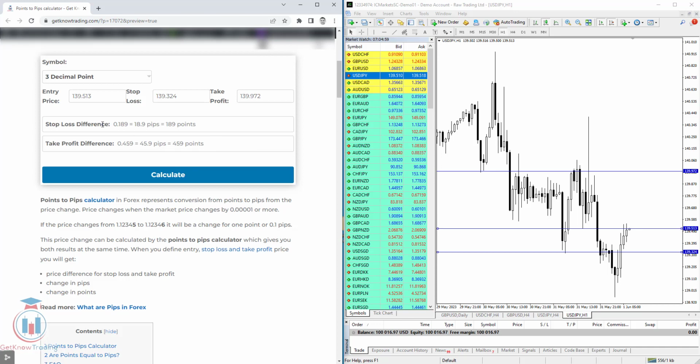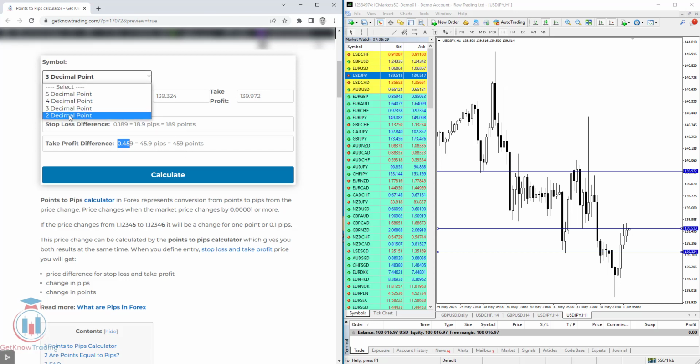The stop loss difference is 18.9 pips, because the last decimal point, which is the third one, is the number of points, and the first and the second after the decimal point is the number of pips. So you have 189 points, which is equal to 18.9 pips. This is the same for the take profit, 45.9 pips, which is equal to 459 points. This means that the pip is equal to 10 points.